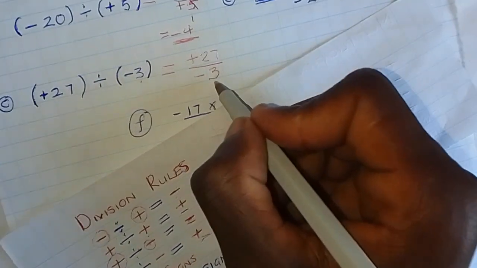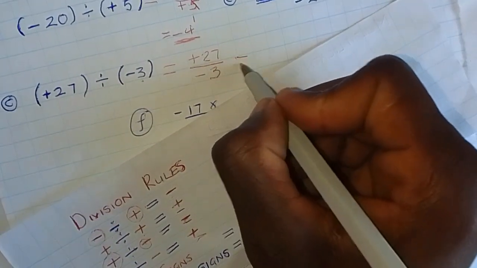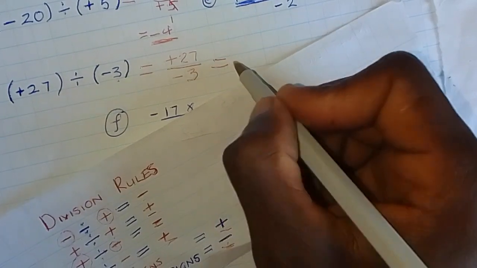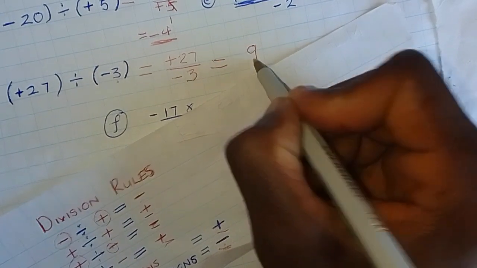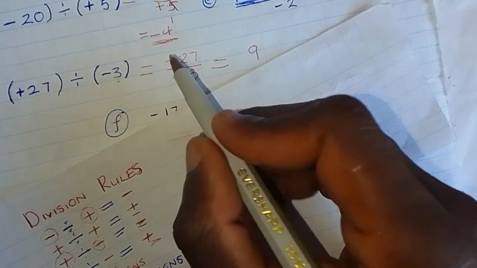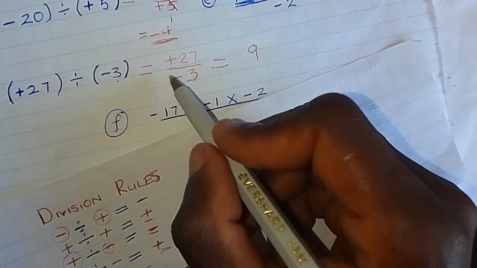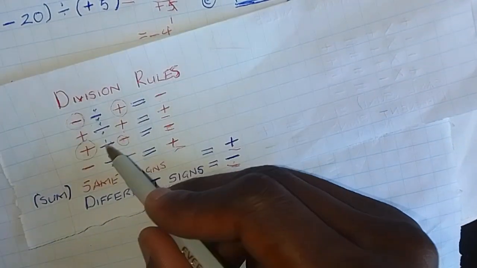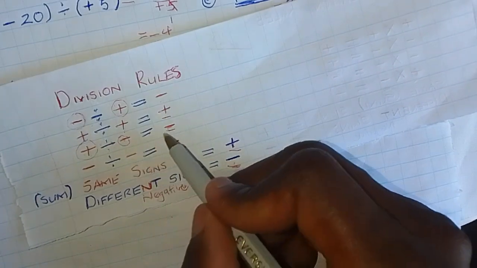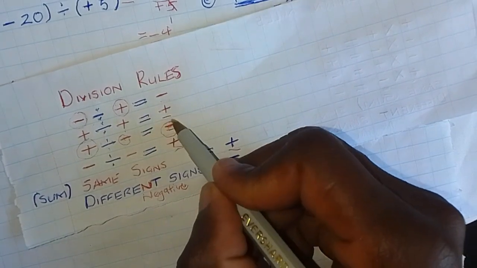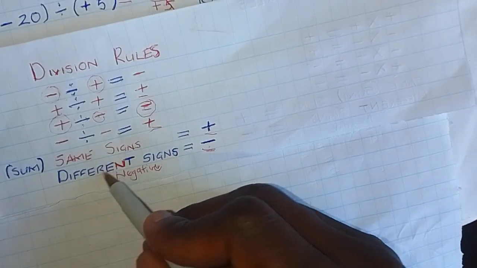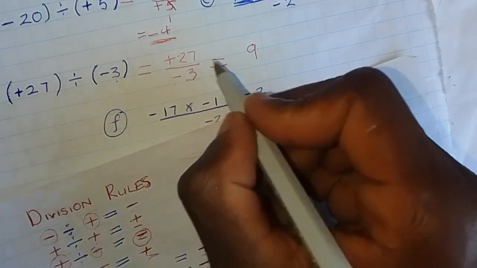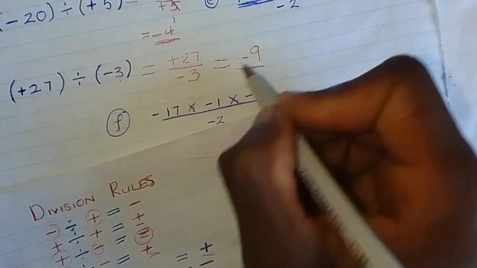First, let's divide 3 into 27. 3 into 27, I'm sure you can all agree that the answer is 9. Now, let's put our sign here. We have a positive divided by a negative, and the final result is definitely negative. Remember, if the signs are different, negative, remember that. So let's put our negative sign here.